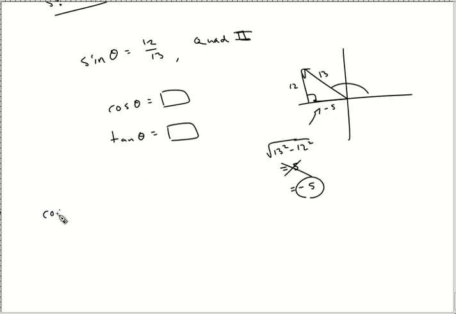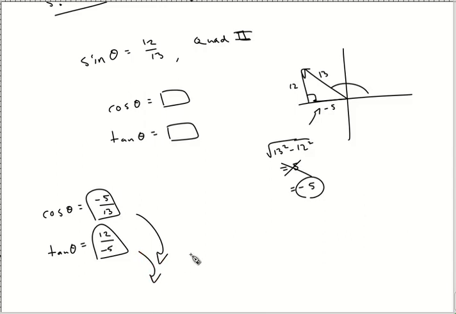So, okay, here we go. Cosine is going to be x or adjacent over your hypotenuse. So negative 5 over the 13. There you go, done. Tangent is opposite over adjacent. 12 over the negative 5. You're done. And on your homework, they still want you to do more. So go and take these and flip them. You're going to flip this guy as well, by the way, for your cosecant.